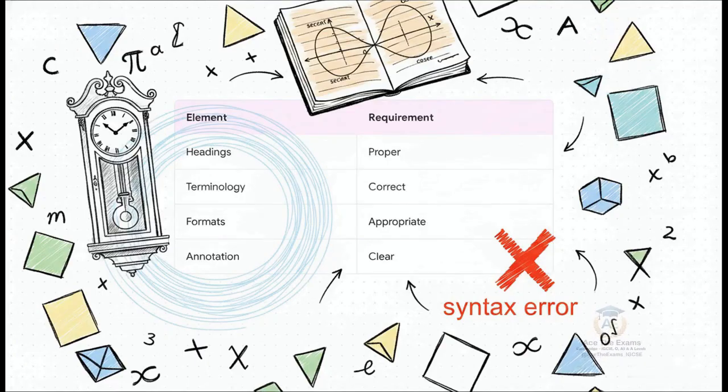Your headings must be proper. Your terminology has to be exact. You need to distinguish between secant and cosecant perfectly. Your formats must be mathematically appropriate to the context, and your annotations, especially on coordinate geometry graphs, must be clear and logical. Anything less than that instantly triggers a syntax error from the examiner.